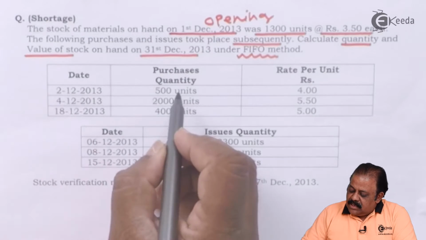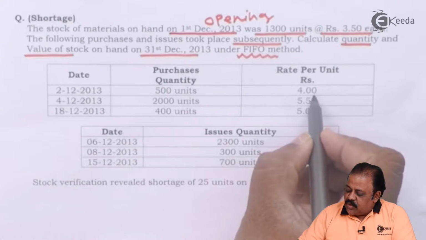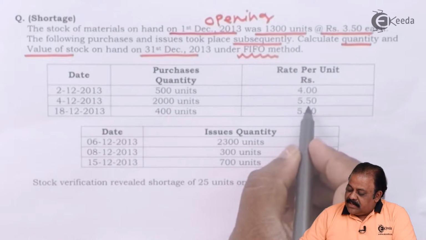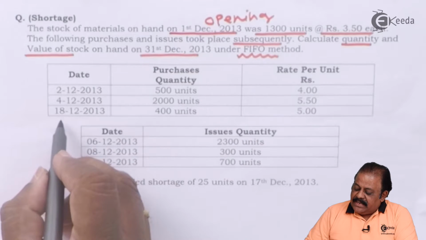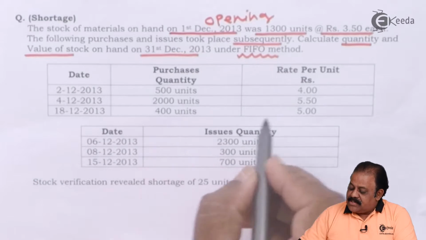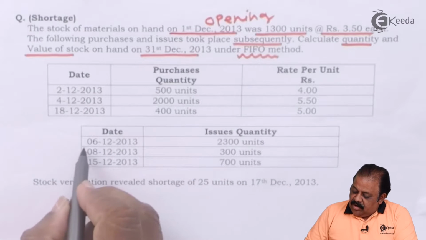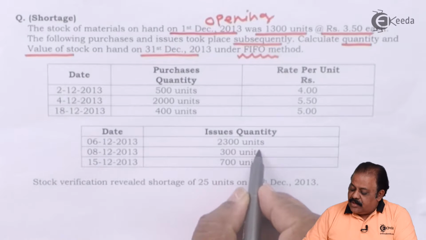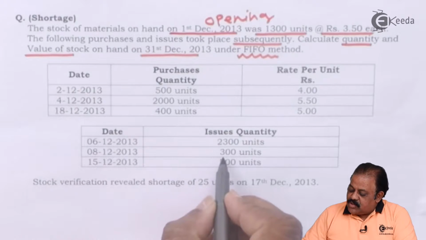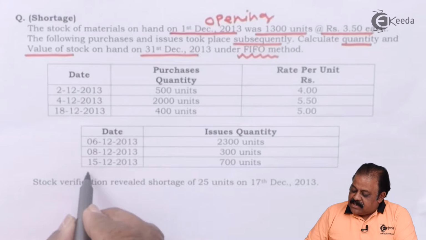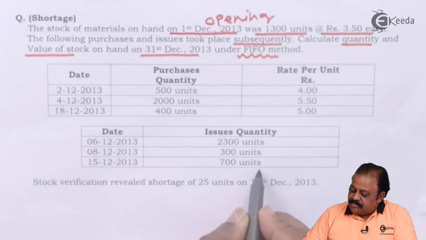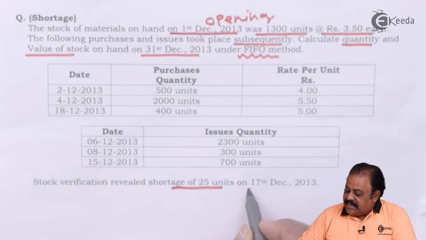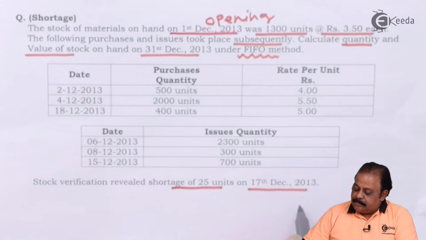2nd December there is purchase of 500 units at the rate of 4. 4th December purchase of 2000 units at the rate of 5 rupees 50 paise. On 18th December there is purchase of 400 units at the rate of 5. On 6th December there is issue of 2300 units. On 8th December there is issue of 300 units, and on 15th December there is issue of 700 units. Stock verification revealed shortage of 25 units on 17th December 2013.